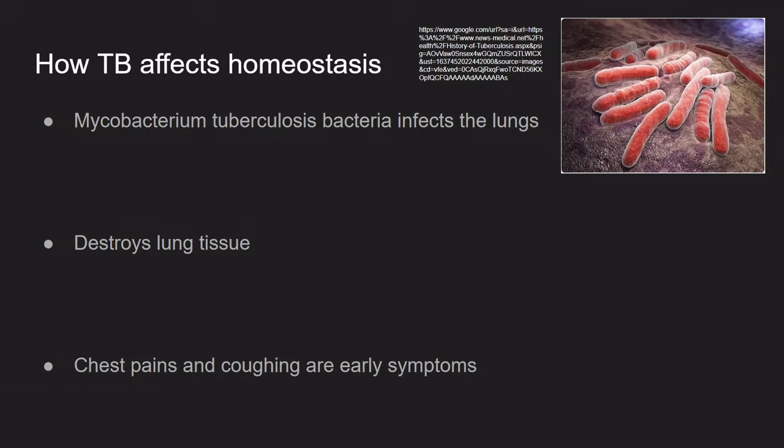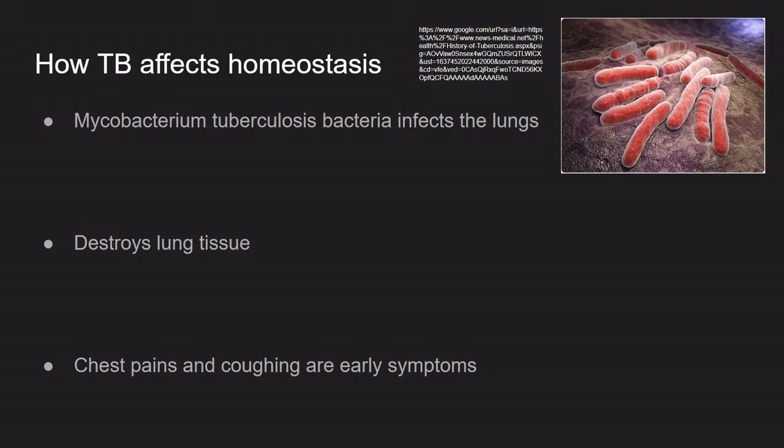Now, this affects homeostasis because this means that the bacteria can destroy the alveolar sacs, which will, of course, interrupt the amount of oxygen your blood can absorb and the amount of CO2 your blood can release, because that process won't be able to happen if those sacs are getting destroyed or are completely destroyed.